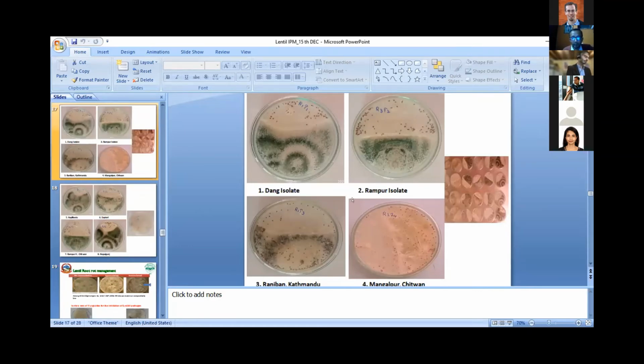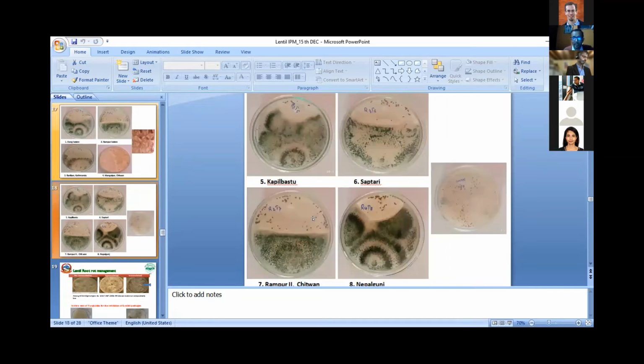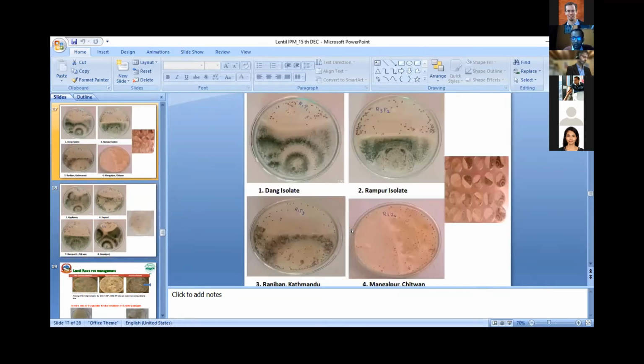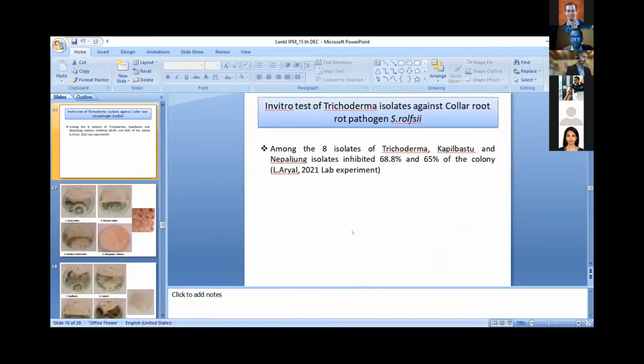This is Dang isolates, Rampur isolates, Kathmandu isolates. We can see different isolates here, but they are working differently. But we see the isolates of Kapilvastu and Nepalganj have given good inhibition against the Sclerotium rolfsii pathogen.